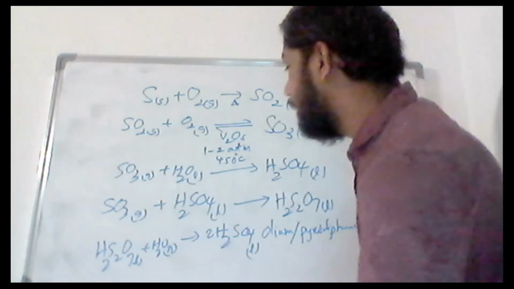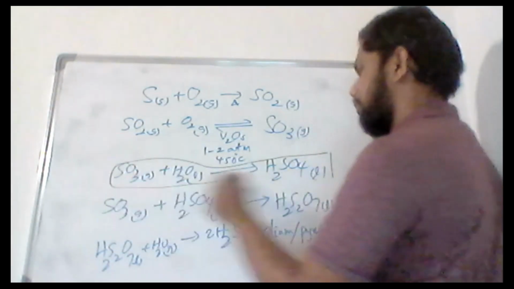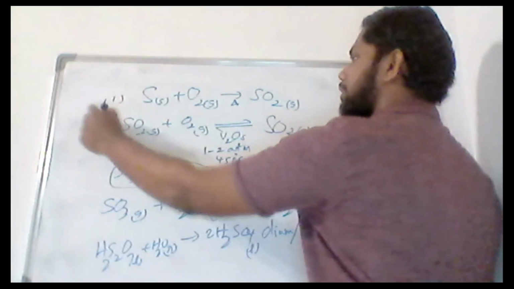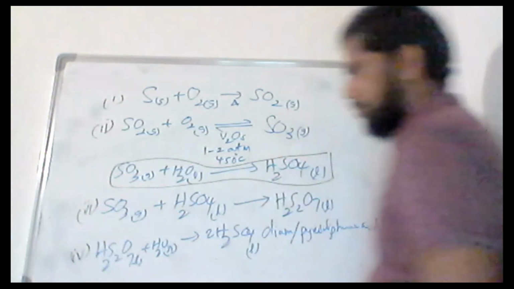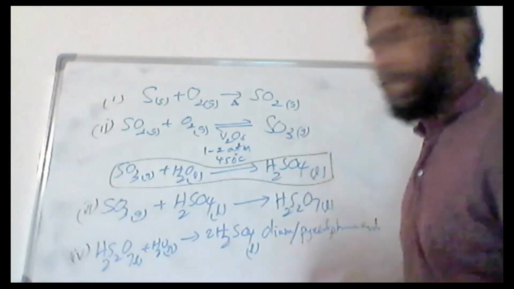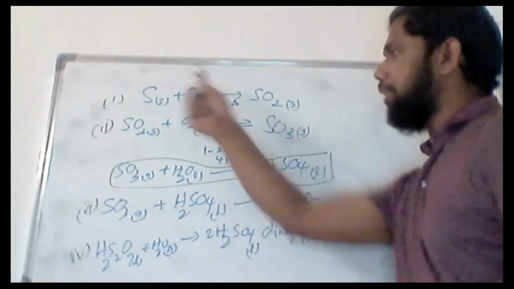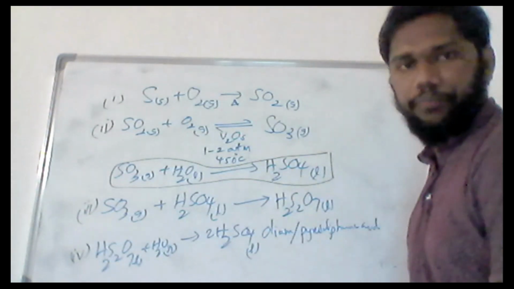Okay, so in the industrial process, we don't use this reaction directly. This is the first one, this is the second one, this is the third one, and this is the fourth one in the industrial manufacture. But don't forget, this reaction is also generally present. So in the industrial process, these are the main four reactions. That is one part that you should know.